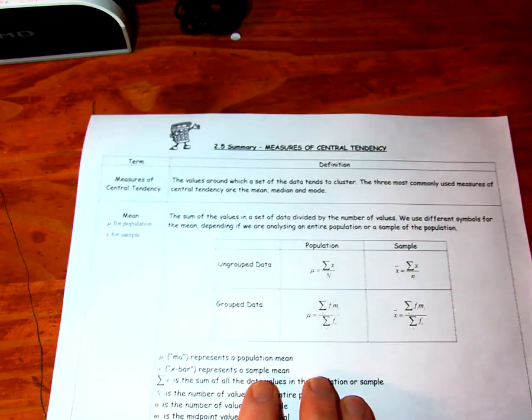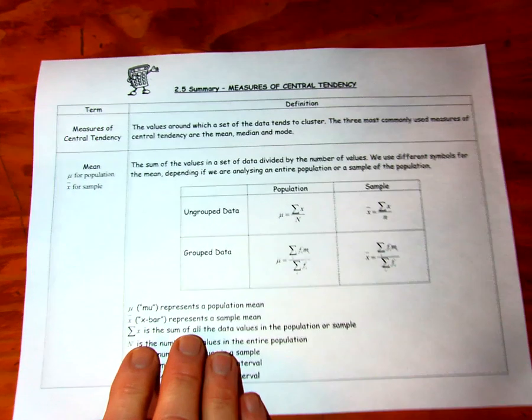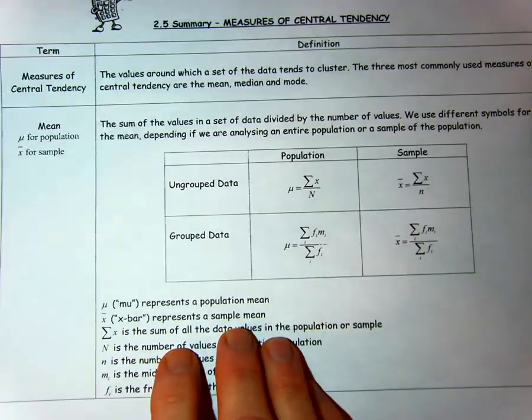Okay. So welcome to 2.5 Measures of Central Tendency. It's going to be a short lesson today. And basically we are going to review stuff that we learned in, I think, the second day of the course. We kind of learned a little bit about this.